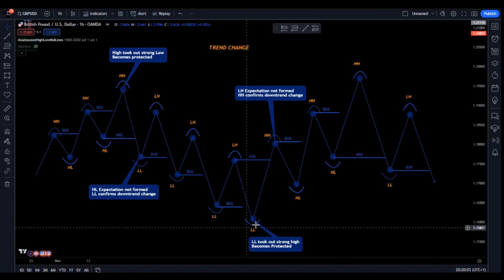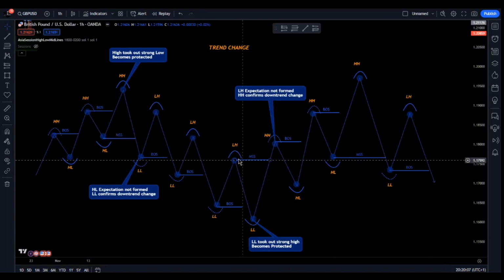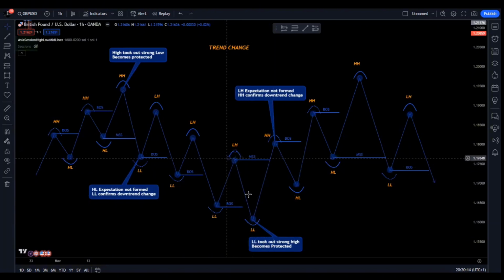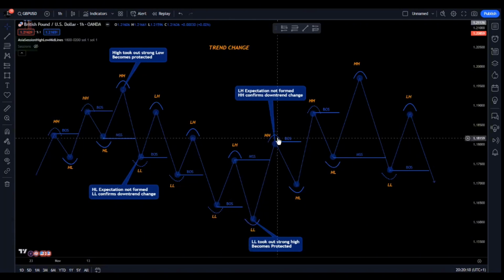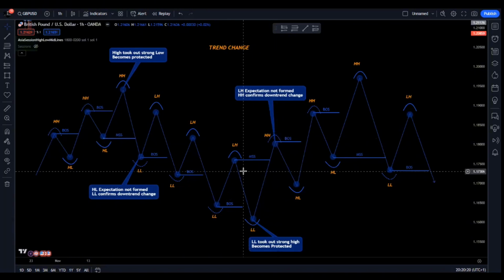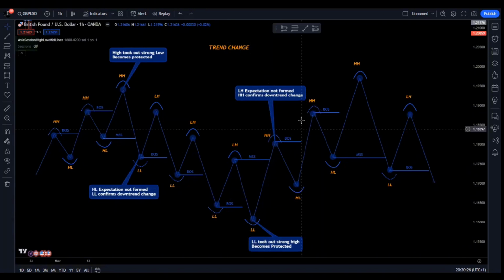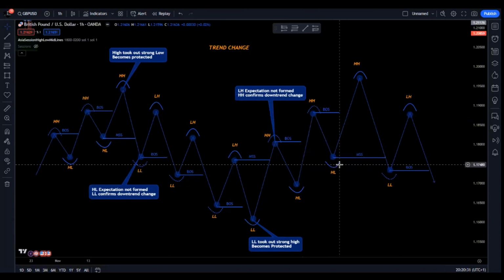Now this low, which was supposed to be a weak low, pushed price up. It broke above the lower high, which is the strong swing high. For this lower low to break above the strong swing high, it becomes a protected low. Our expectation for a lower high to form did not happen. Instead, a higher high formed. So an uptrend begins: higher high, higher low, higher high, higher low. The highs become weak while the higher lows become strong.